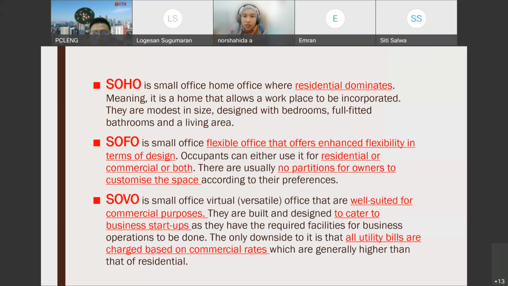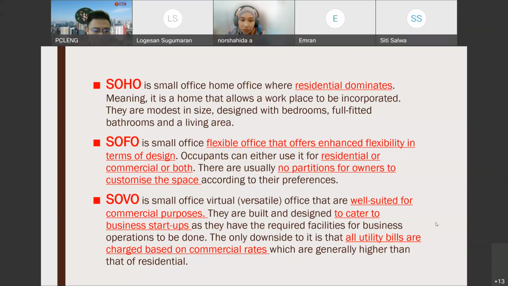So, for example, Soho. Okay, Soho is a small home office where residential dominates, meaning it is a home that allows a workplace to be incorporated. They are modest in size, designed with bedrooms, full fitted bathroom and living area. But Soho is a small office, flexible office that offers enhanced flexibility in terms of design. Occupants can either use it for residential or commercial or both. There are usually no partition for owners to customize the space according to their preference. So the open saja, dia macam open plan lah with a particular point and possibility nak letak pantry and so on.